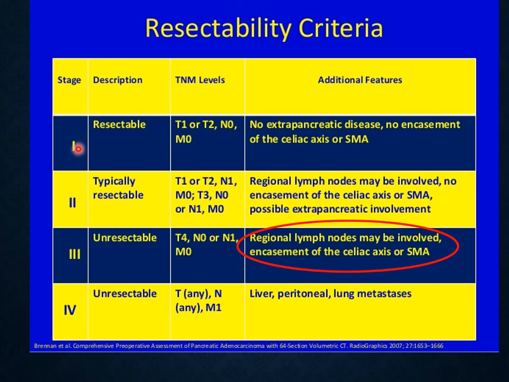So in all these cases, the special feature of pancreatic cancer is the encasement of the celiac axis or SMA. It becomes a very important deciding factor on resectability of the tumor, besides distant metastasis.